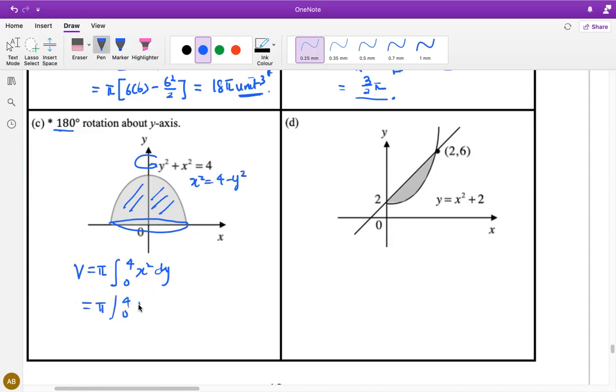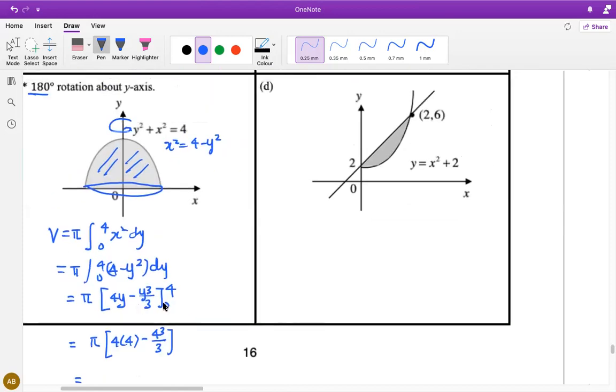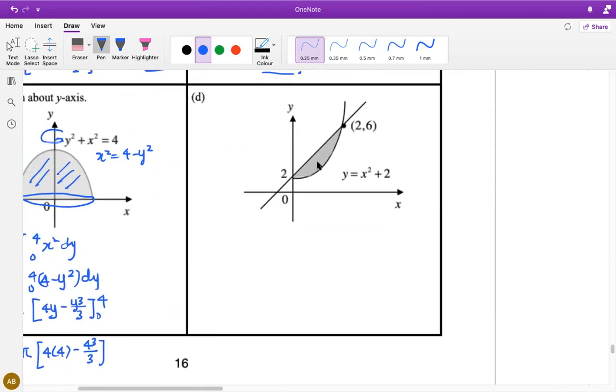0 to 4, and then 4 minus y squared dy. So we'll integrate. You get 4y minus y cubed over 3 from 0 to 4, right? So you substitute in, pi times 4 times 4 minus 4 cubed over 3. So you get your answer, right? I don't give you the answer, you do it by yourself. So how about this question?